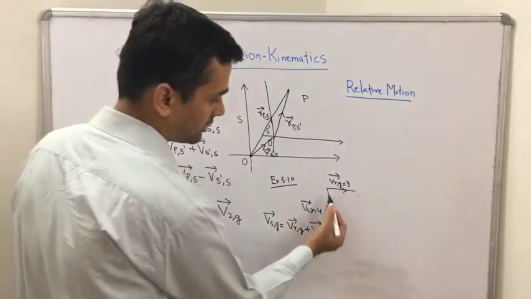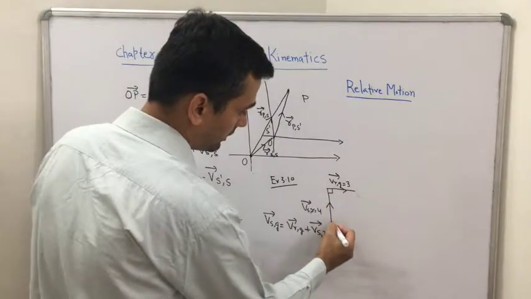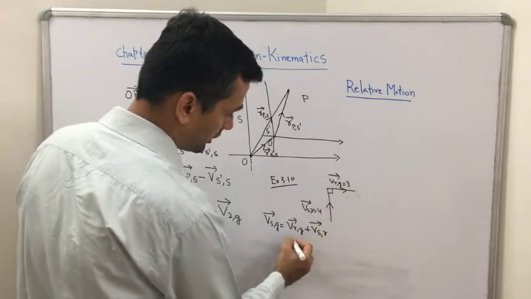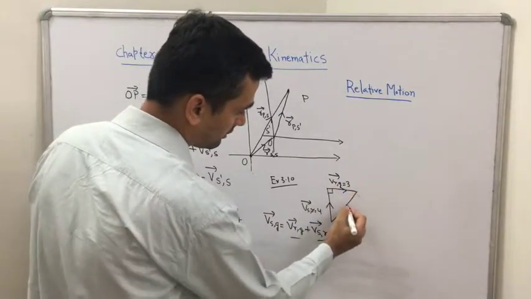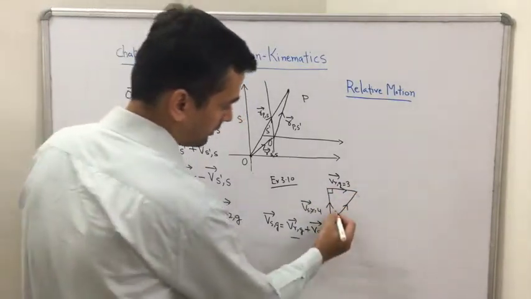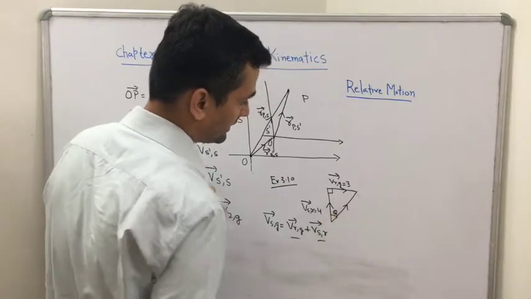But the direction is perpendicular to the flow. So what will be the resultant of these two? This is a vector sum of this and this. So this will be like this. Simple. Let's say this angle is theta.